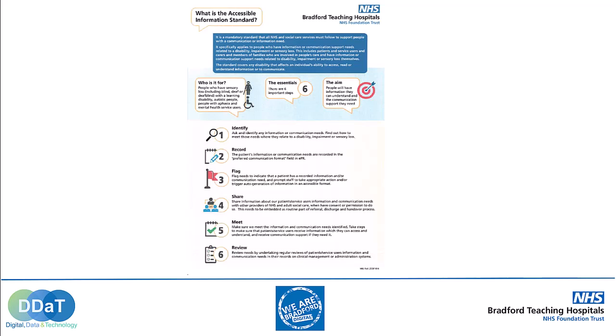Take steps to make sure that the patient and service users receive information which they can access and understand, and receive communication support if they need. And finally, reviews need to be undertaken regularly of patients' and service users' information and communication needs in their records on clinical management or administration systems.